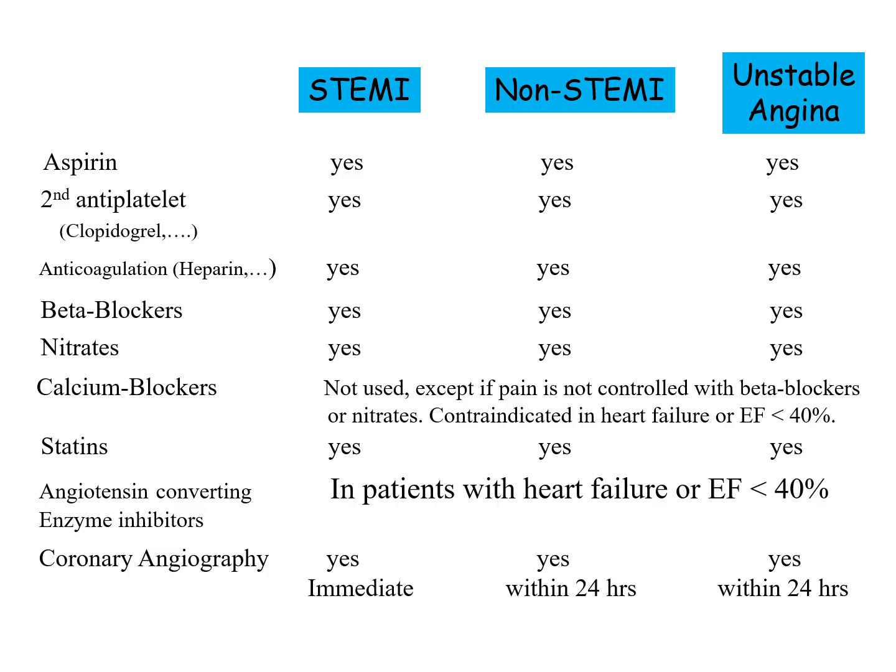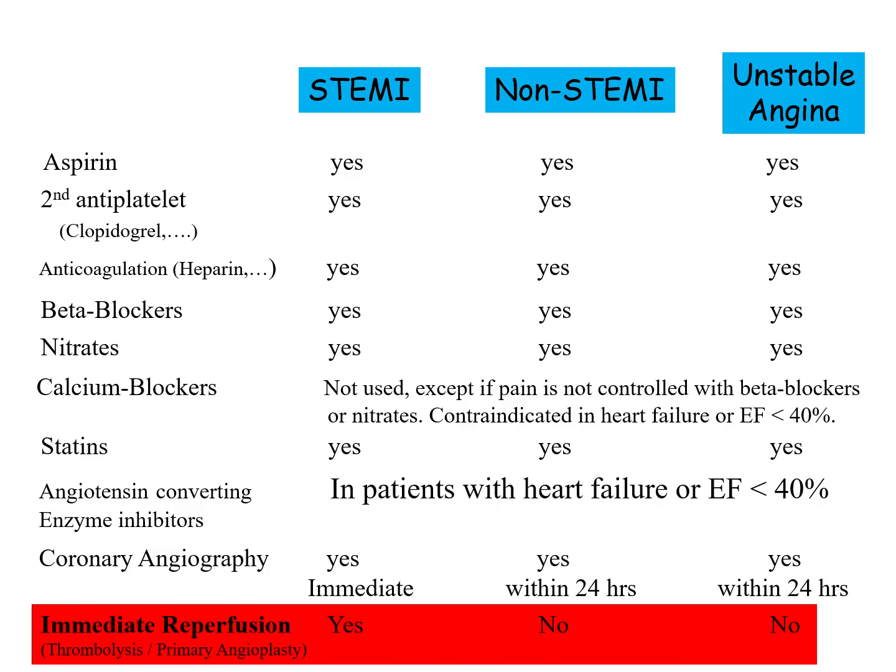The difference is that in patients with STEMI, coronary angiography is performed immediately on presentation, whereas in non-STEMI or unstable angina, coronary angiography is performed within 24 hours, but not necessarily immediately upon presentation. A very important distinction between STEMI and non-ST elevation myocardial infarction or unstable angina is that in STEMI, we need to perform immediate reperfusion, either with thrombolysis or primary angioplasty, and we will discuss that further in the next couple of slides. Whereas with non-STEMI and unstable angina, we don't perform immediate reperfusion with either thrombolysis or primary angioplasty.